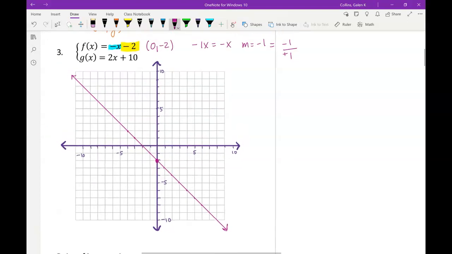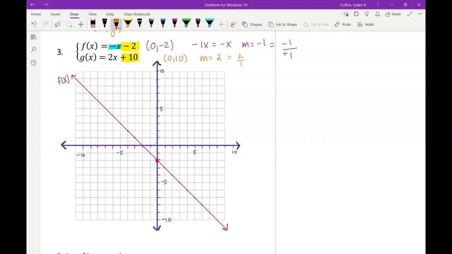All right, so that is our function f of x. I'm going to just label this f of x. And now for g of x, we have a y-intercept of 0, 10 and a slope of 2, which again we could think of as 2 over 1. So the whole number 2 is the same as 2 over 1.